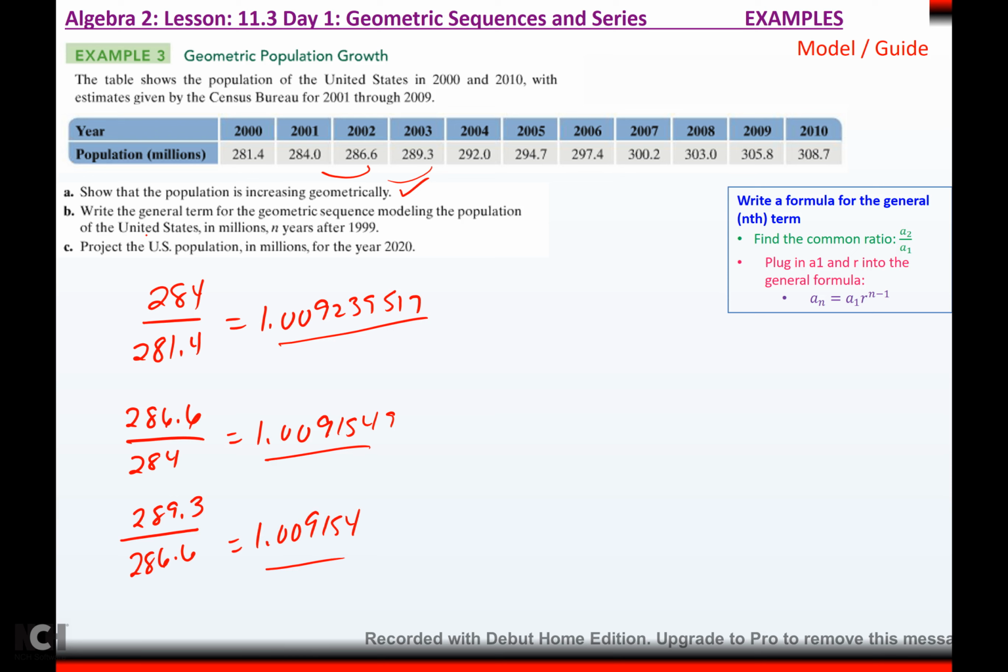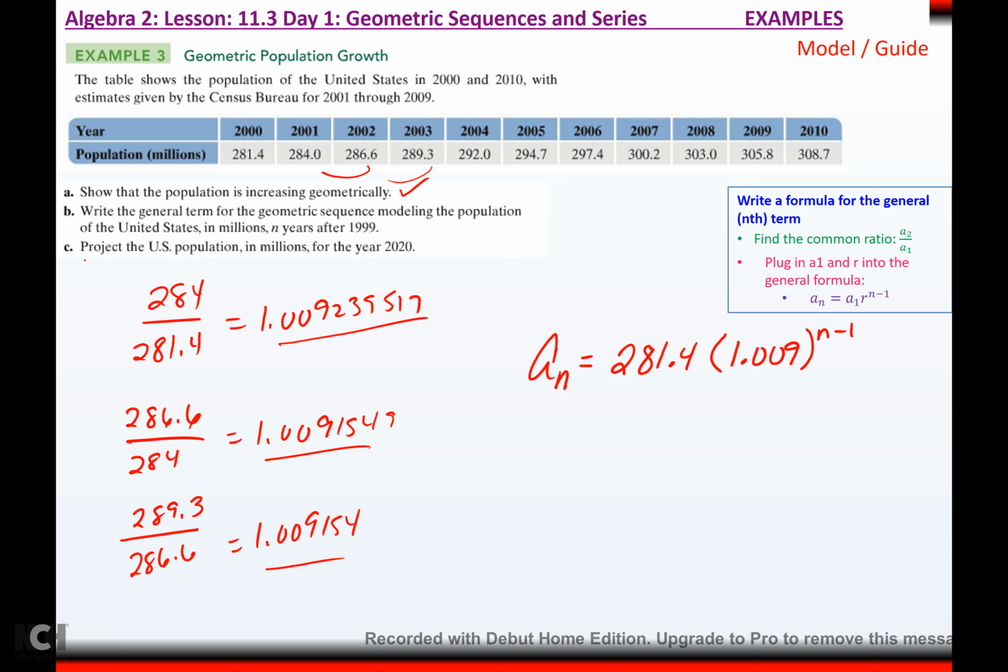It says, write the general term for the geometric sequence modeling the population of the United States in millions n years after 1999. So the nth term will be the first term, 281.4, times my common ratio, which is 1.009, let's call it, to the n minus 1. Okay, so that's B.